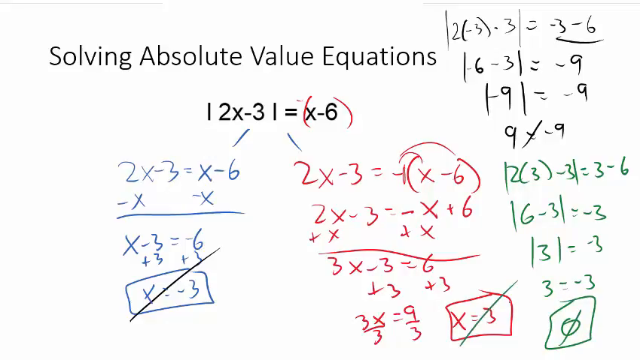Now, it's possible that one of them may work and the other one may not work. It's possible they both will work. But on problems when you have these x's on the other side of your absolute value, you have to check them both to make sure that one, none, or both of them do work.